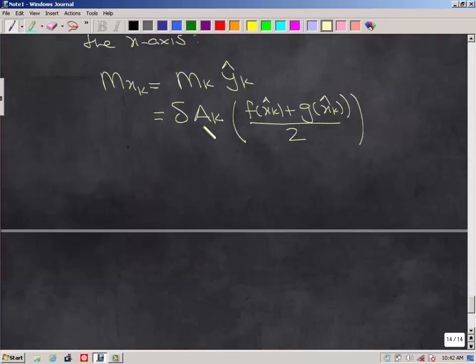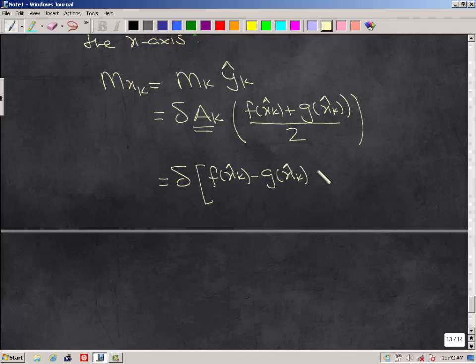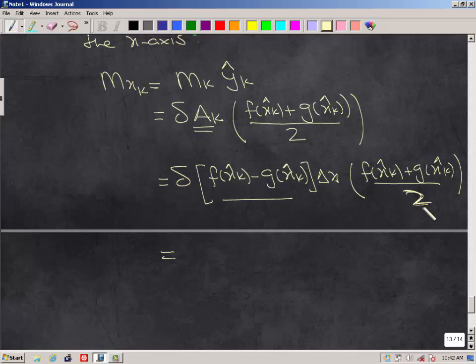Now we know a. What is a? A is given by f of x hat sub k minus g of x hat sub k, that was what we called a, times delta x. That's the area, we developed that a minute ago. And then we have f of x hat sub k plus g of x hat sub k divided by 2. This looks familiar. The 2 I'll pull out, so I'll get delta over 2.